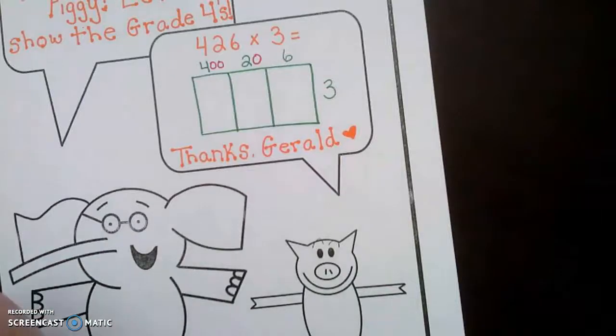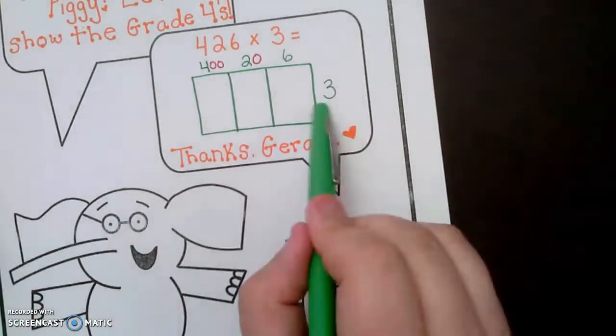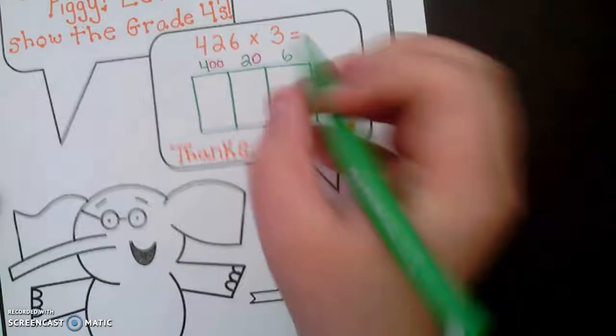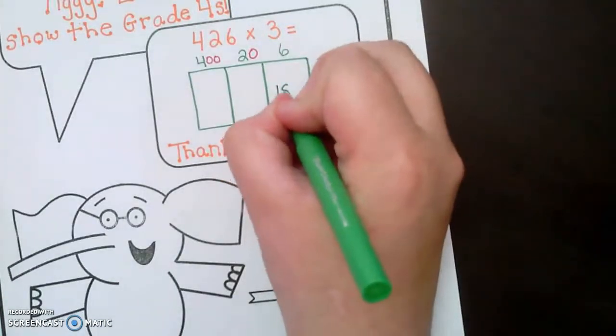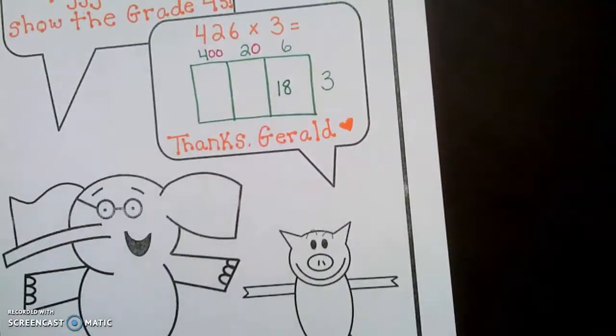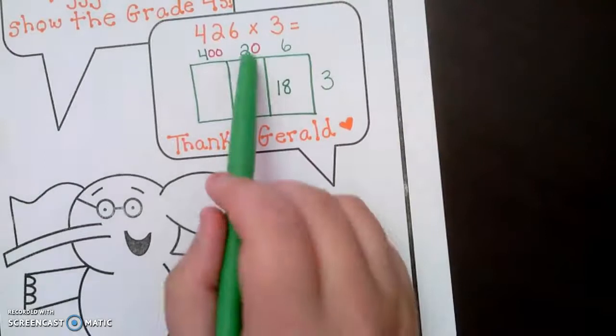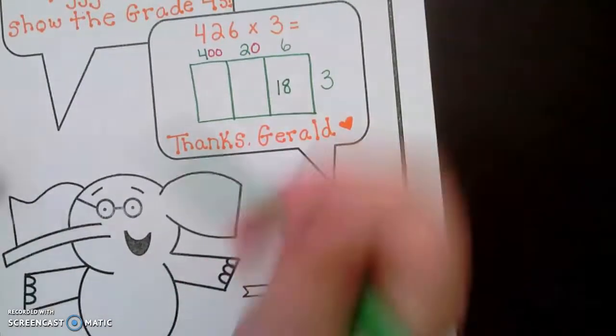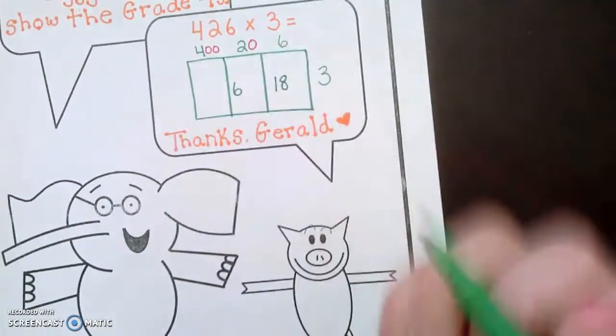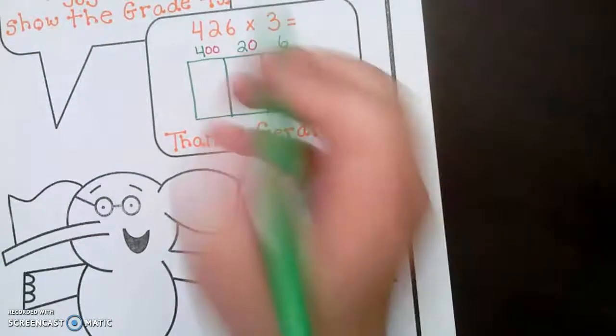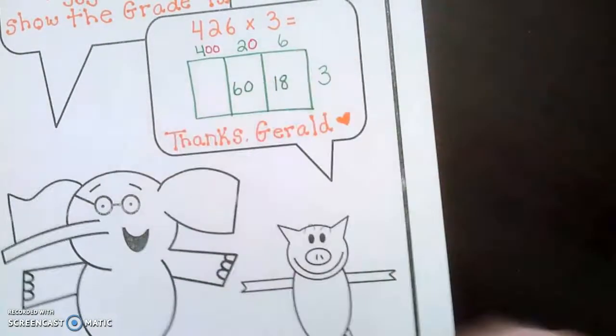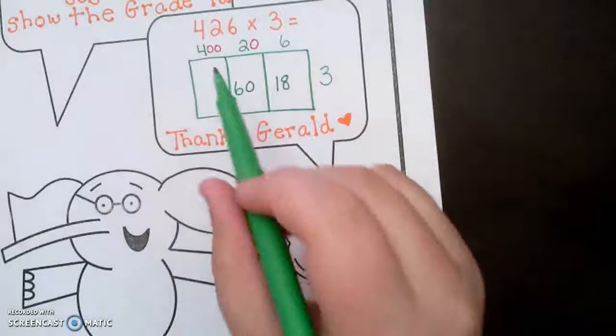Okay, so we're going to get started. 6 times 3 is 18. If we look over here, 20 times 3 actually isn't too bad. But we're going to simplify it a little bit more. And we're going to go 2 times 3, which equals 6. But remember to bring down that 0. So that's 60.